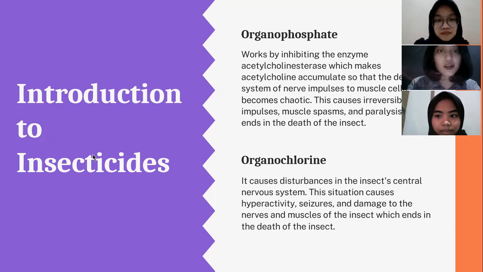The first is organophosphate. Organophosphate is an insecticide that works by inhibiting the enzyme acetylcholinesterase. This makes acetylcholine accumulate so that the delivery system of nerve impulses to muscle cells becomes chaotic. This situation causes irreversibility of impulses, muscle spasms, and paralysis, which ends in the death of the insect.